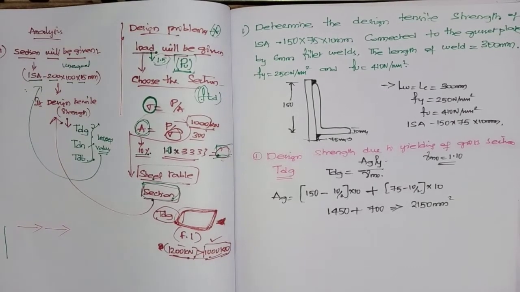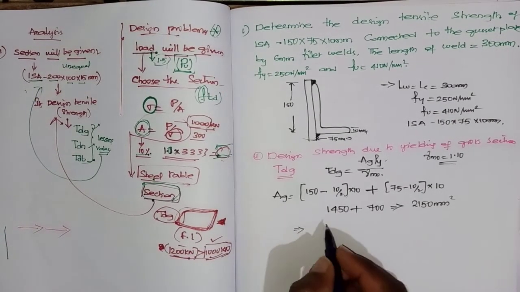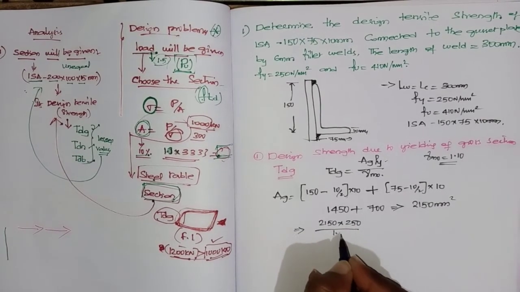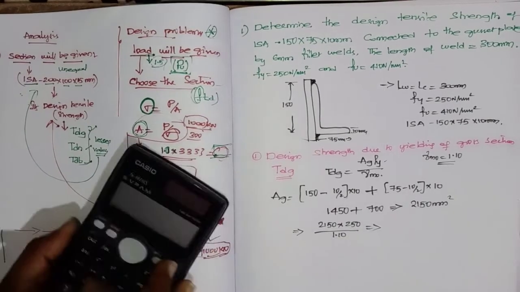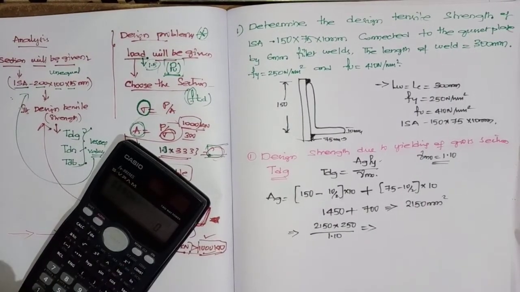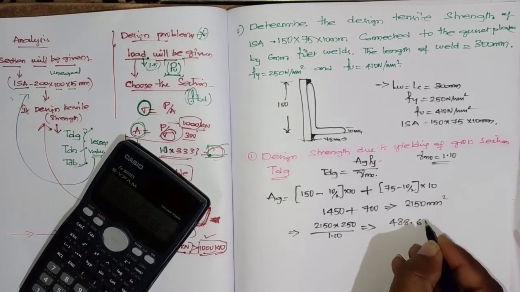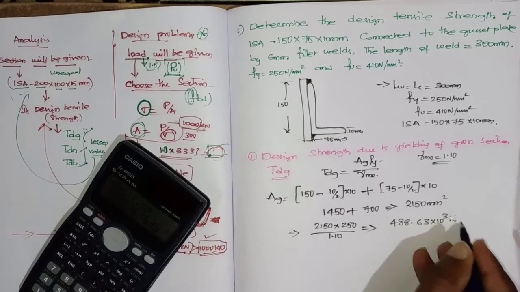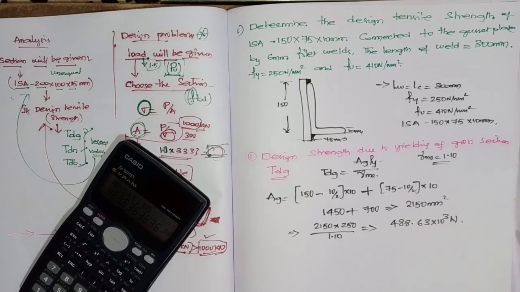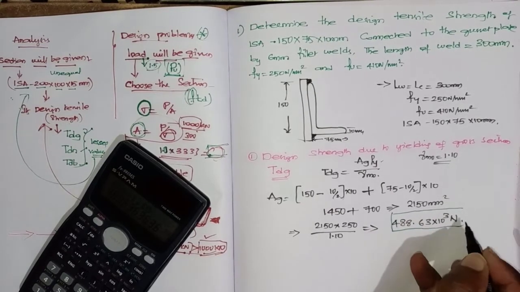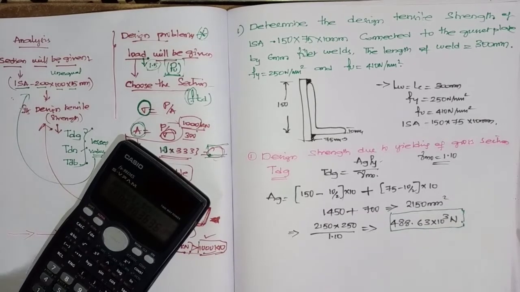Now substitute here in this formula. So 2150 into 250 divided by 1.10. 2150 into 250 divided by 1.10, how much are you getting? 488.363 into 10 power 3 newtons. So this is the value of design tensile strength due to gross section yielding.